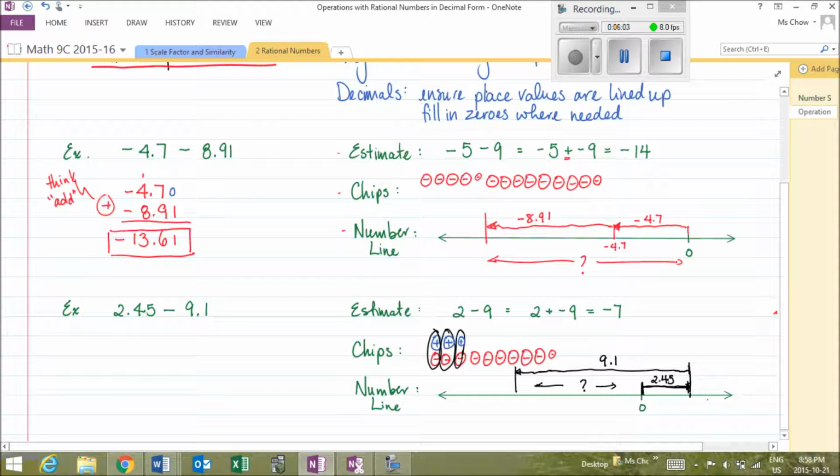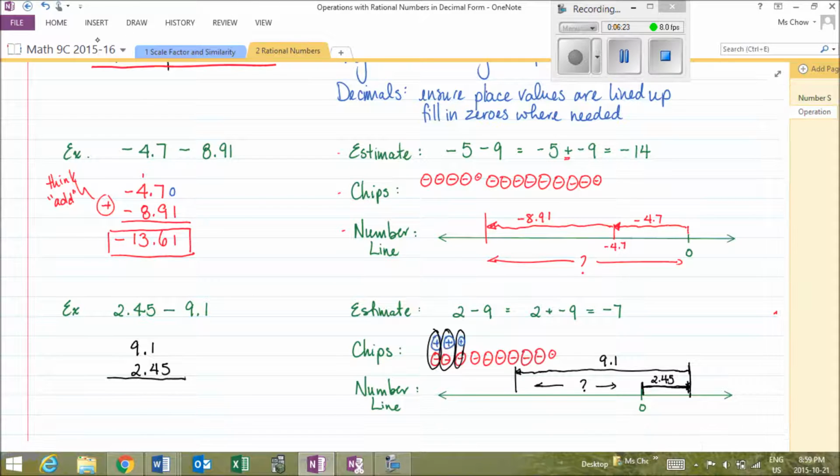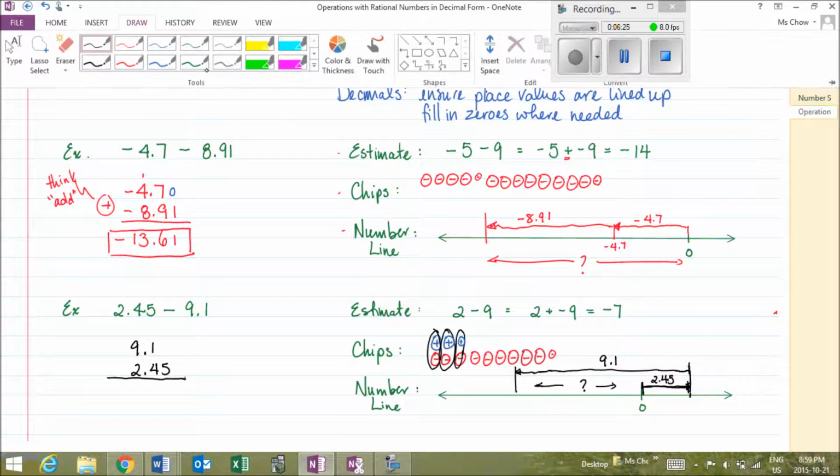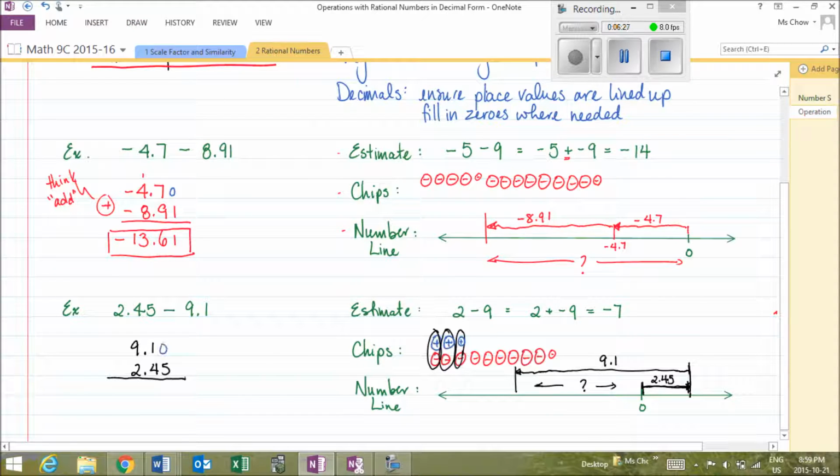In order to find that, you can see again that we're looking at doing subtraction. So even though it says 2.45 minus 9.1, what we're doing instead is looking at 9.1 and subtracting 2.45. And right here, again, we want to add in a 0 to hold that spot. And so we think subtraction.